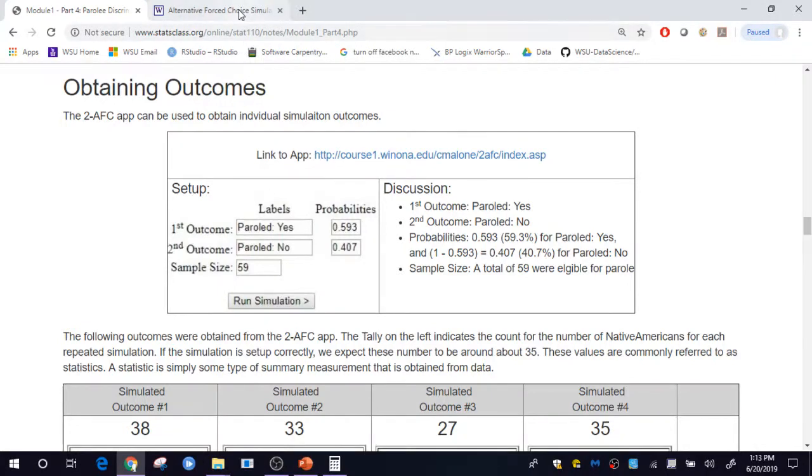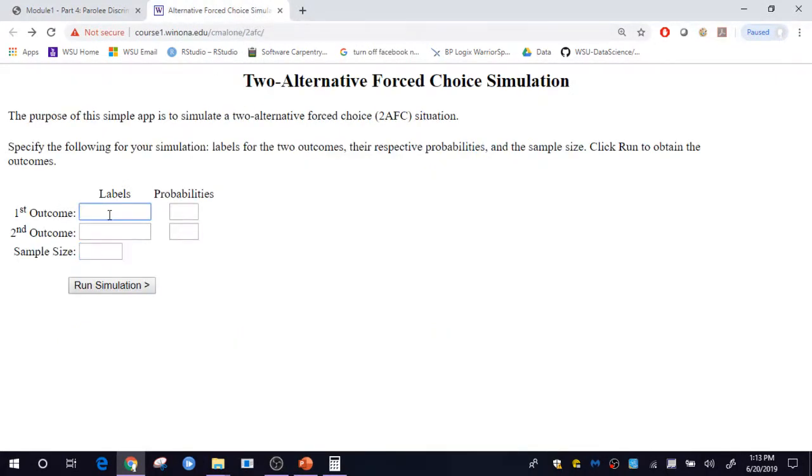Let me just go over to that app and show you how to put those in and run a couple of these. So paroled yes, that proportion should be 59.3%. And you're going to want to put that in as a decimal as shown. Paroled no, that's just going to be 1 minus that 59.3%, which is 0.407. And then the sample size is just the number of trials. That's going to be set to 59 here. So those are my two outcomes, whether or not an individual was paroled, and then the associated probabilities under a no discrimination situation.